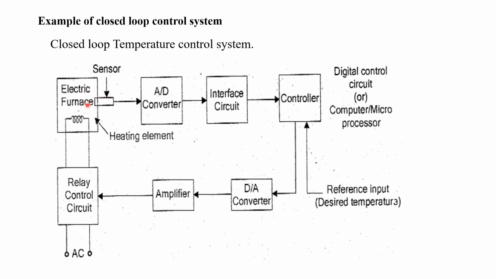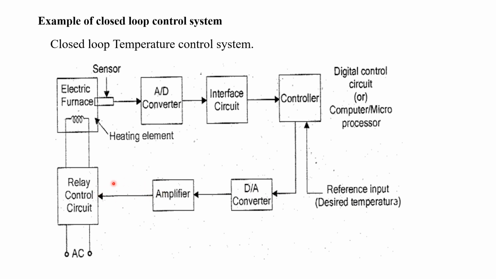For example, suppose the temperature inside the furnace is reduced to 950 degrees Celsius due to the disturbances. This 950 will be measured by the sensor and it will be converted into digital. Then it will be given to the controller. This 950 as well as this 1000 degrees Celsius will be compared at the controller. 1000 minus 950 will be equal to 50 degrees. This 50 degree signal represents the error signal, and this will be converted into analog. Then it will be processed and given to the relay control circuit.